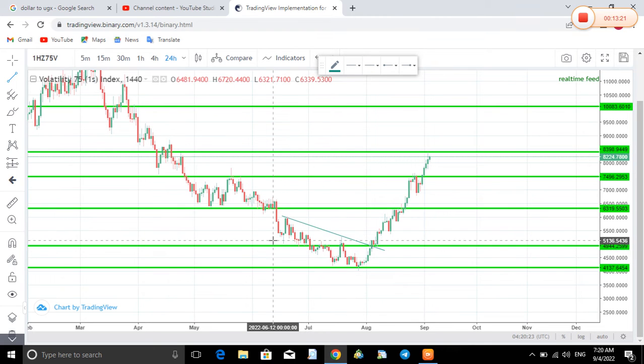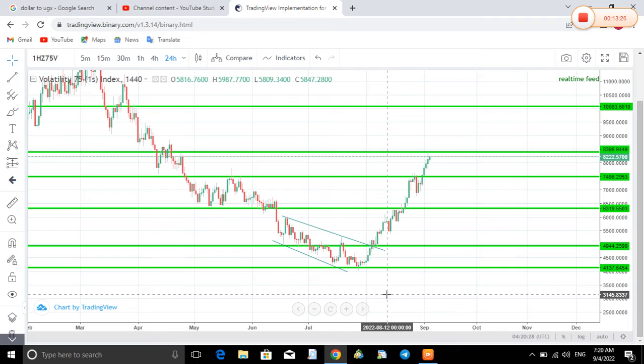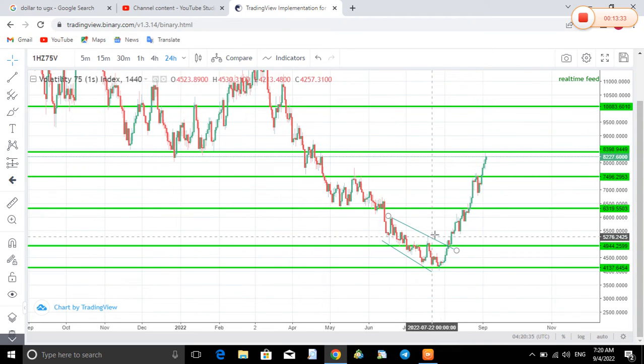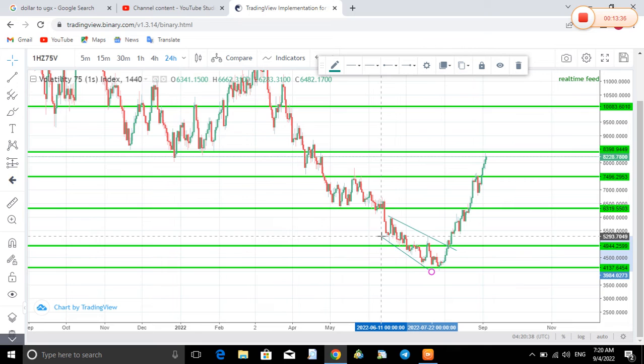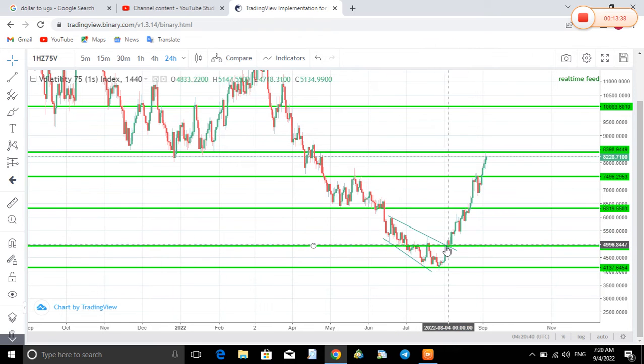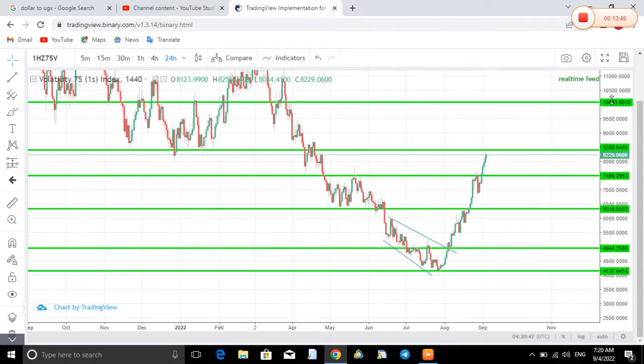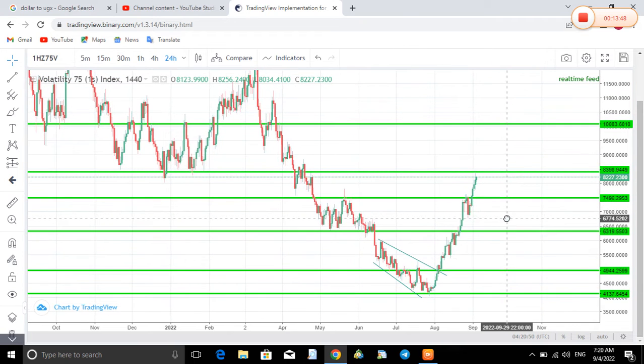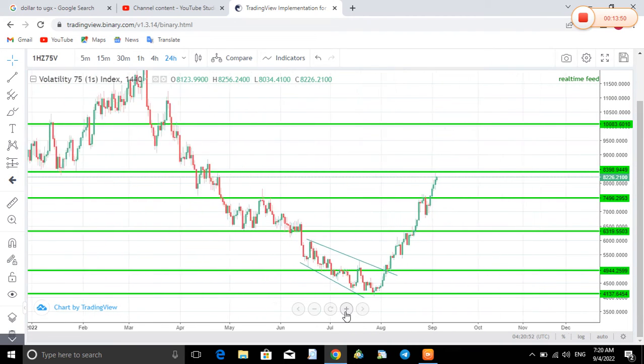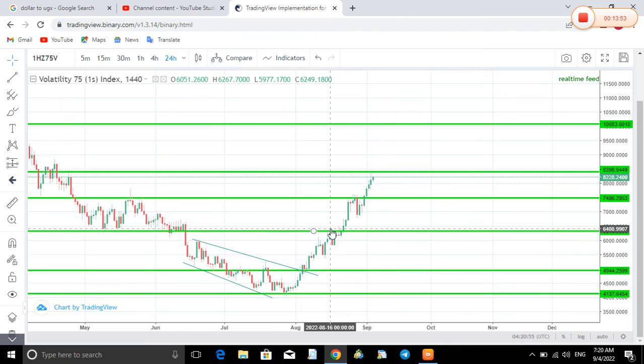So whenever you say pullback in this pair, that means you are getting a perfect entry to jump in for buying. After this pair made a falling wedge, which pushed the price all the way from this current market price to this current market price where it's playing around, it has been just buying all the way. I can see the market has been making higher highs and higher lows, higher highs and higher lows, higher highs and higher lows.